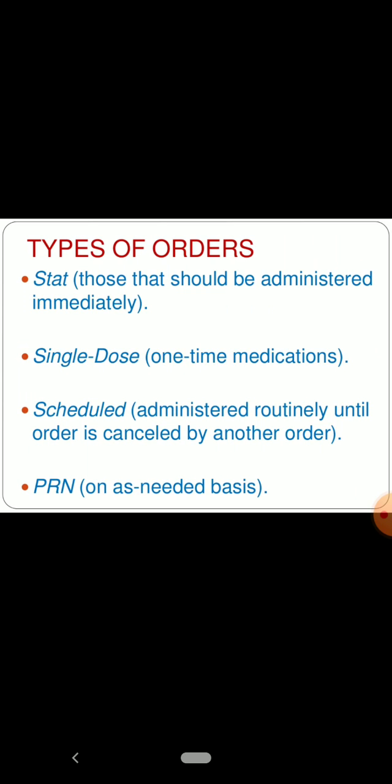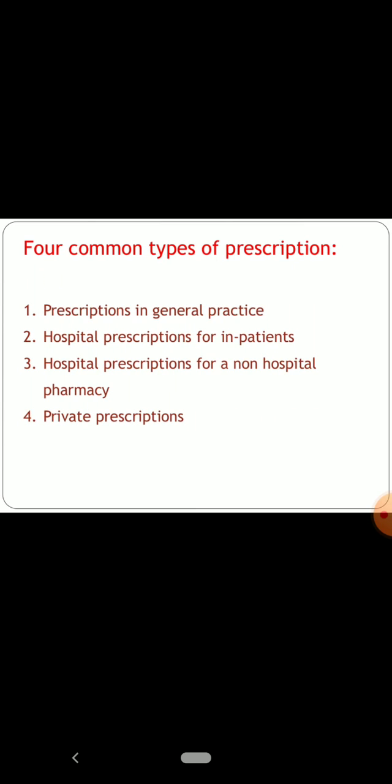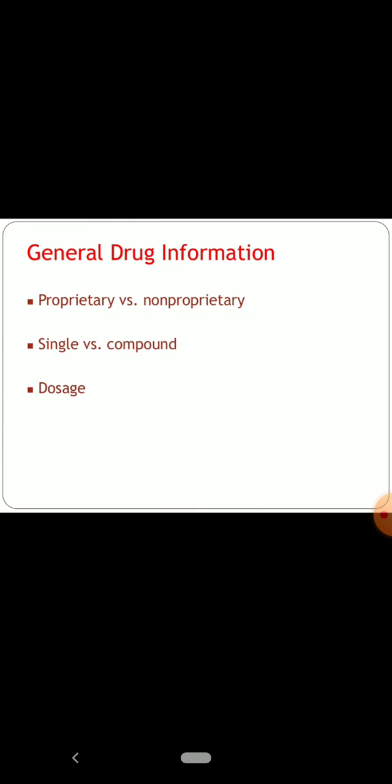There are different types of orders like stat, that is those that should be administered immediately; single dose, one-time medications; scheduled, that is administered routinely until the order is cancelled by another doctor; and PRN, or as needed basis, which can be said as SOS. Four common types of prescription are prescription in general practice, hospital prescription for inpatient, hospital prescription for a non-hospital pharmacy, and the private prescription.